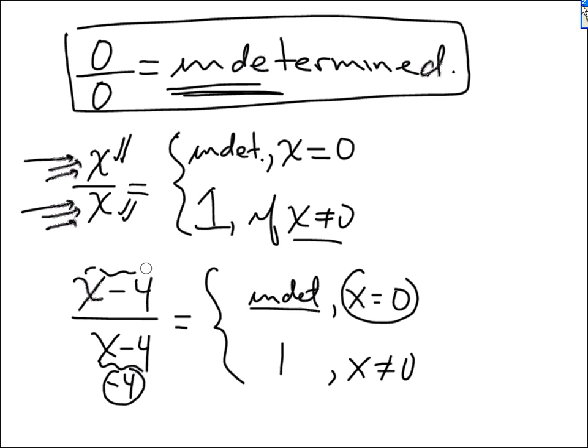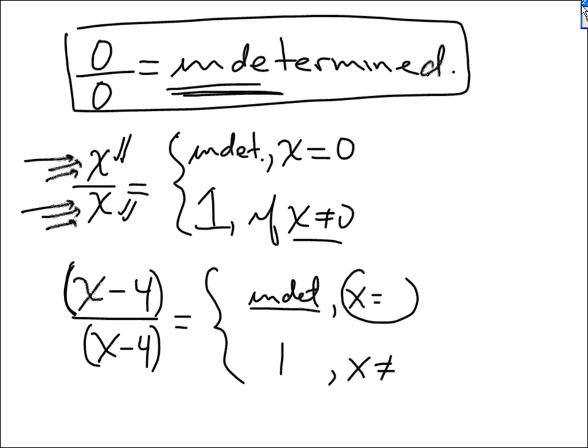I never once said x can't be 0. What I said was, if the top and the bottom are the same, and here they are, they're both x minus 4, I'm saying the top and the bottom cannot be 0. Okay? So the top and the bottom are the same. So most times this fraction will be 1.